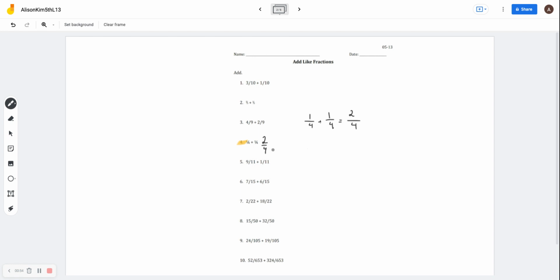However, 2/4 can be simplified even more into 1/2 because 2 and 4 can both be divided by 2. And in most cases, your teacher will want you to have the most simplified answer.